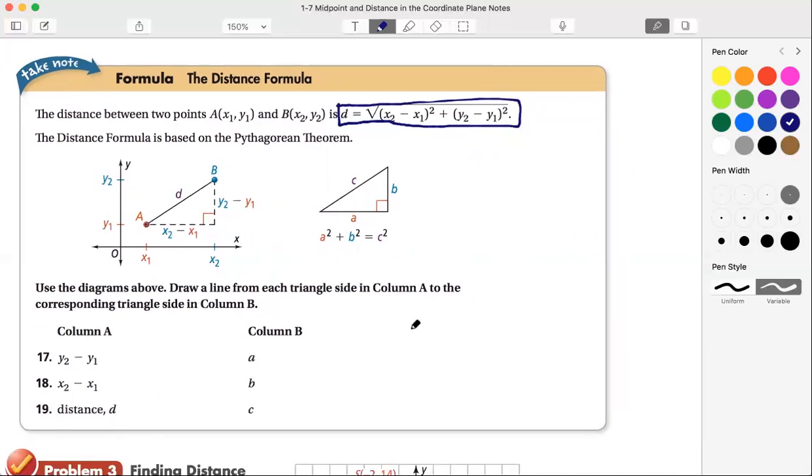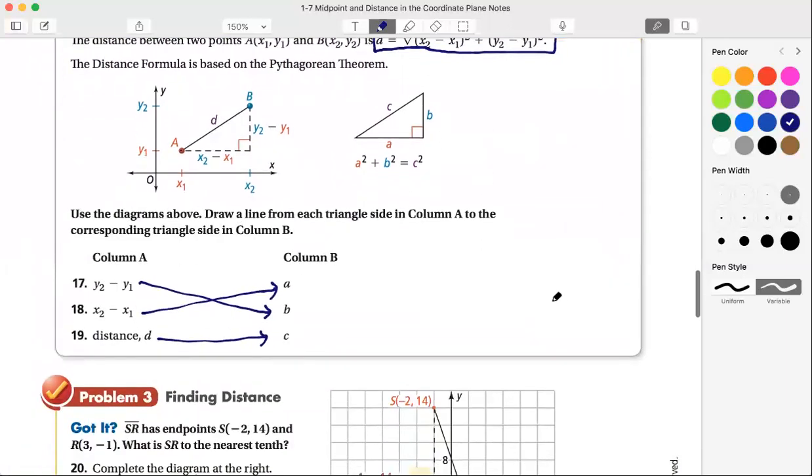So in the diagram above, draw a line from each side of the triangle to the corresponding coordinates. So y2 minus y1 is the same as side b, x2 minus x1 is the same as side a, and the distance d is the same as side c.